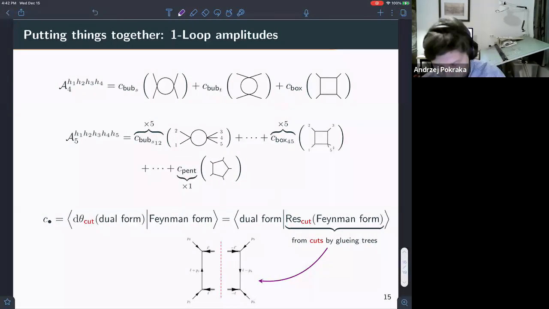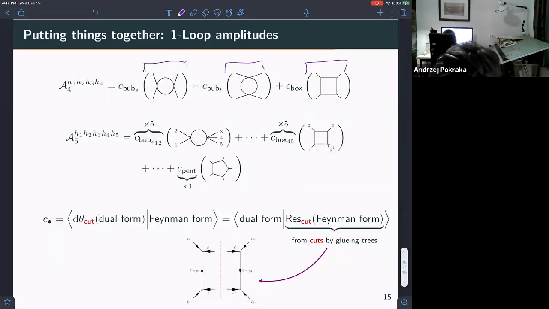Okay, so now that I've talked about these two key steps, we're ready to put things together and actually compute some amplitudes. So remember that these integrals we got from integrating the minus transpose of the dual differential equation. So we know all of these integrals. Now we just need to get these coefficients, but we know how to do that. That's just an intersection number.